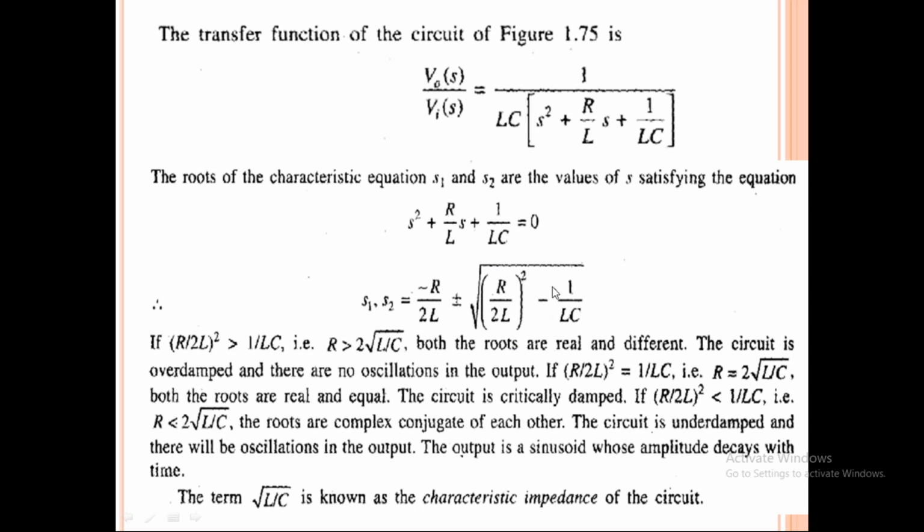Similarly, equal to 0, both roots are equal. Similarly, less than 0, a negative value, the root value is negative, giving complex conjugate values. And the term root L by C is called the characteristic impedance of the circuit. This is an RLC series circuit.